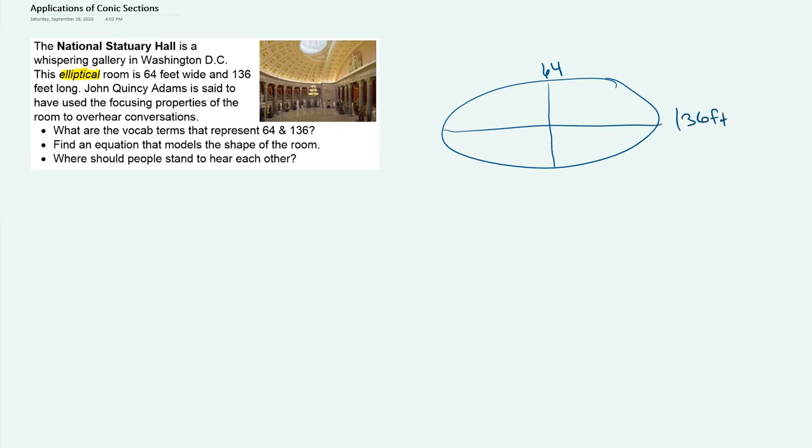So since that's the case, that means my 136 represents the major axis, and my 64 represents the minor axis. So those are the vocab terms that represent these two given pieces of information. Then it says, find the equation that models the shape of the room. Well, your major axis is 2a. So if we solve for our a value, that would be 68.